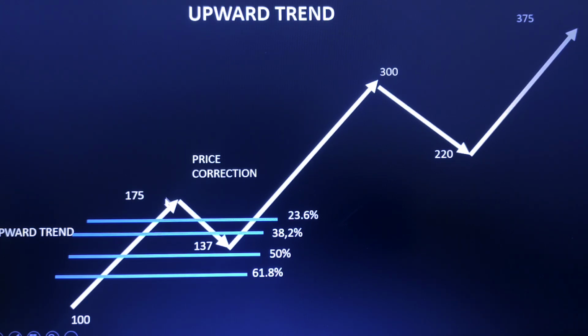Here we can identify that after 100 to 175, the price correction happened till 50%. It almost came near to the 50%. From there the uptrend continued again. So here, on the price correction, two kinds of trading strategy you can adopt.